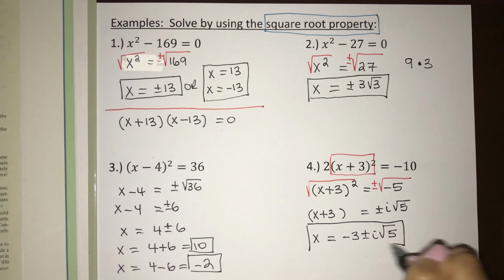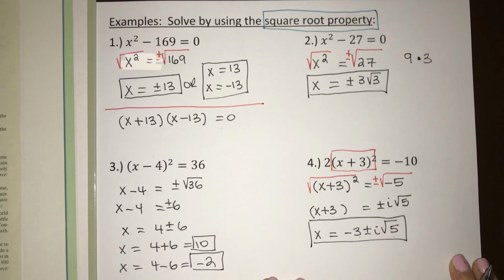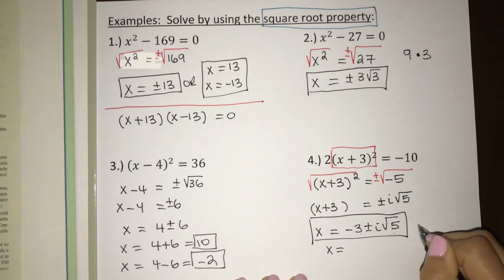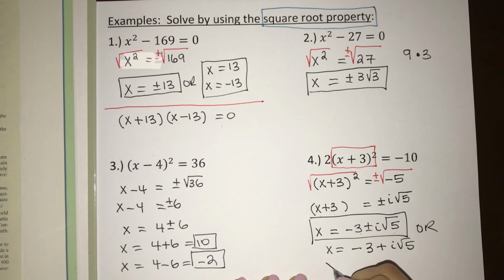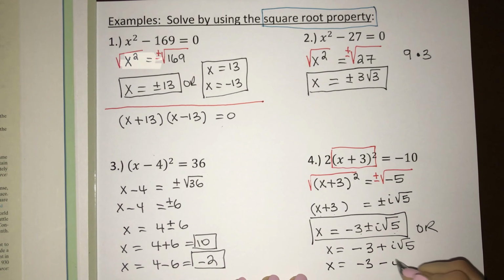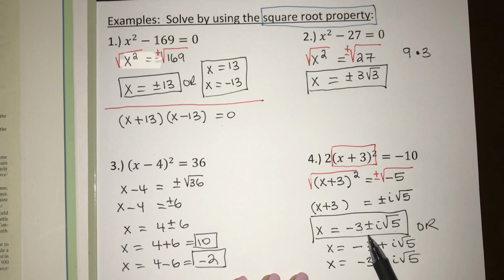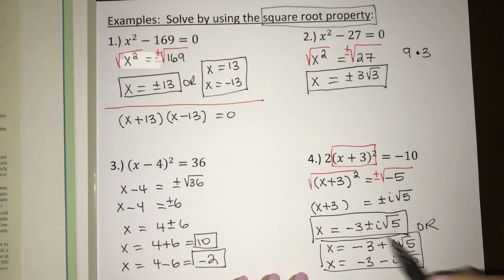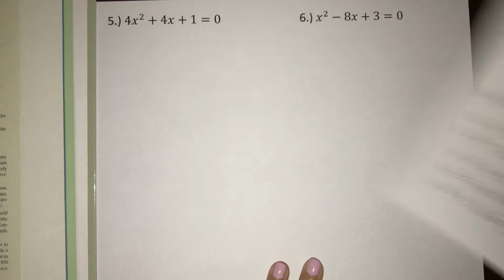This is my final answer. I cannot combine negative 3 and i square root of 5 because they're not like terms. There are two solutions here, so just keep that in mind. Let me just write them out so you can understand. You can write them separately again. I can write them this way. Okay, those are the two answers. You could do that, or you could just write it this way with plus minus. Most of the time they're written with the plus minus just because it's easier to write it that way. And let's do two more examples.